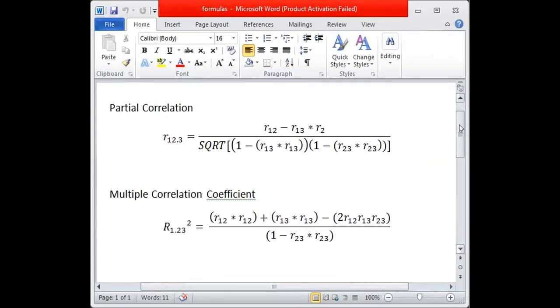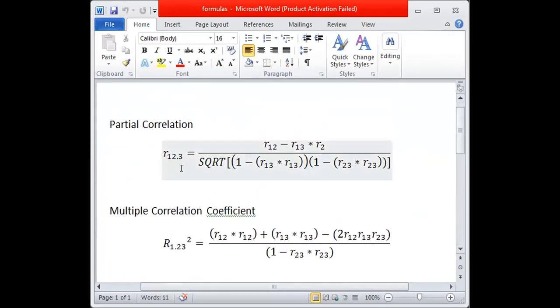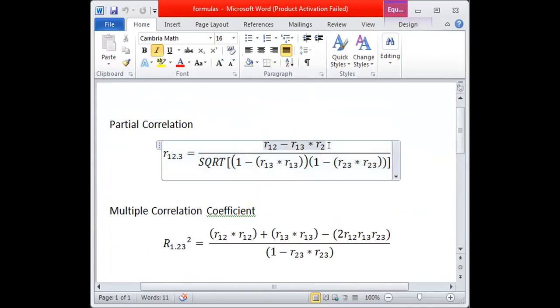So what is a partial correlation coefficient? R12.3. I've written only one formula, that is R12 minus R13 into R23, divided by the square root of 1 minus R13 square, into 1 minus R23 square. Similarly, the multiple correlation coefficient: R12 square plus R13 square minus 2 R12 R13 R23, divided by 1 minus R23 square.